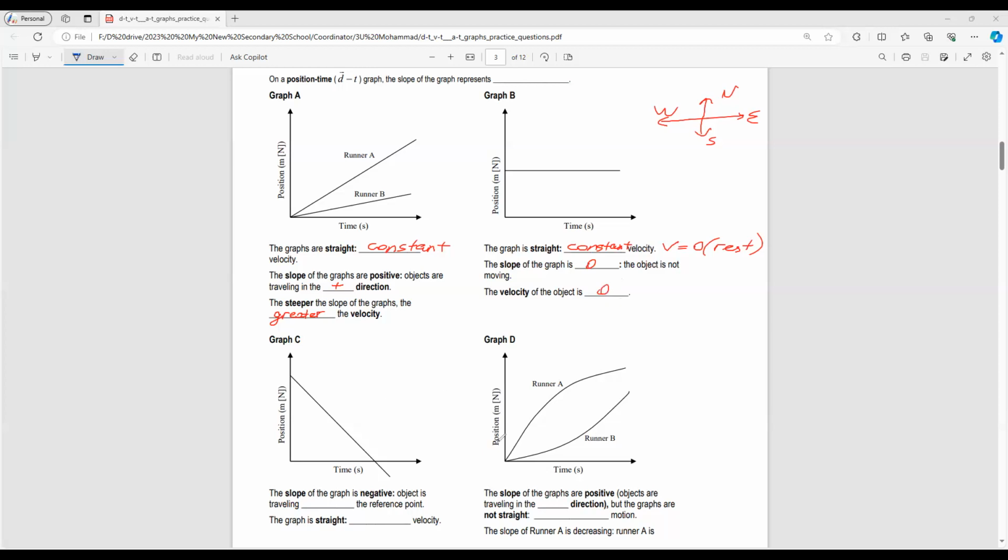Graph C and D. The slope of this graph is negative. The object is traveling. Okay, where does it travel? How is it better to say? Usually we say away from home or away from the reference point, or towards. So it's traveling towards. It's returning back to the initial position, basically. As time goes by, you're closer and closer to the initial position. The graph is straight, so constant velocity.